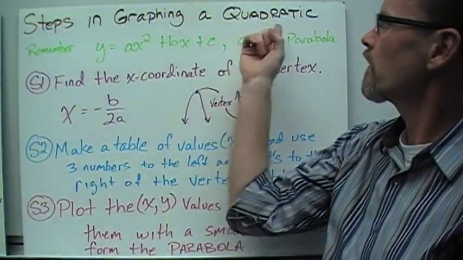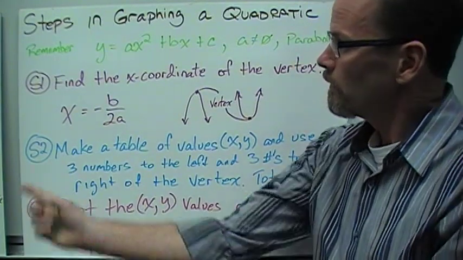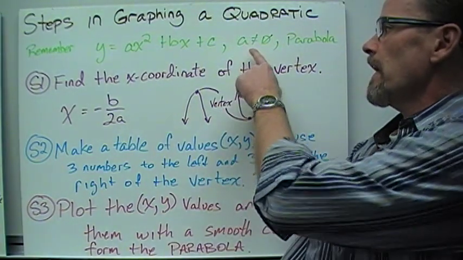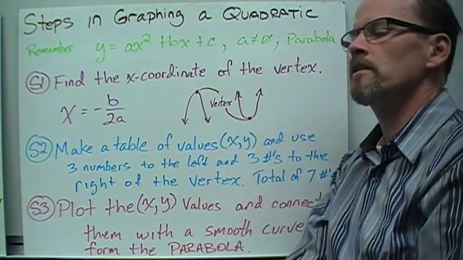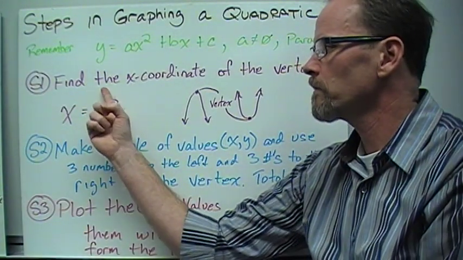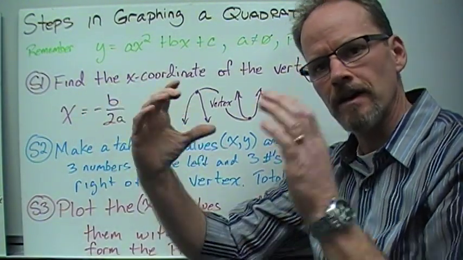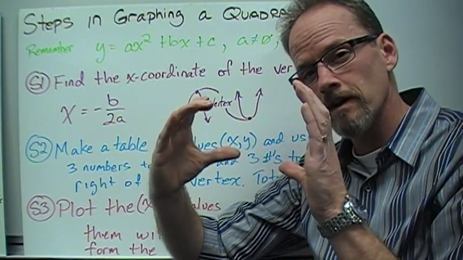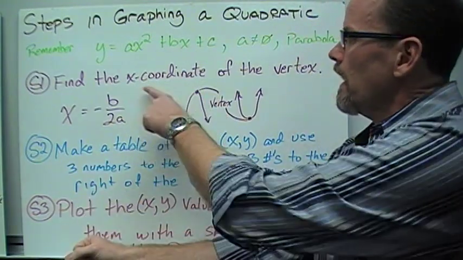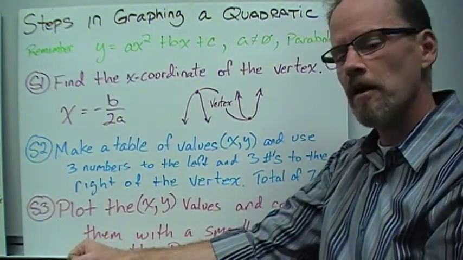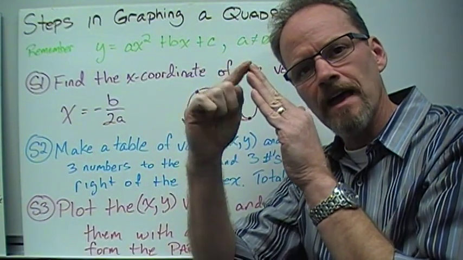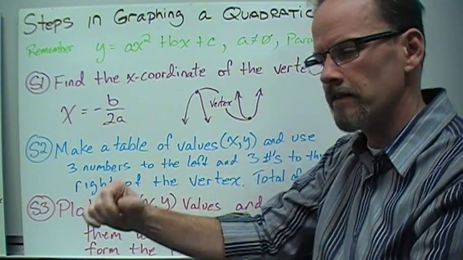Alright, the steps in graphing a quadratic. Remember that y equals ax squared plus bx plus c, a doesn't equal 0, and we're going to make a parabola with it. Step 1, we need to find the x coordinate. We're talking about a coordinate of points, an x and a y. We're just looking for this guy first: the x coordinate of the vertex. At the top up here where the vertex was, I'm going to find the x coordinate for that one.